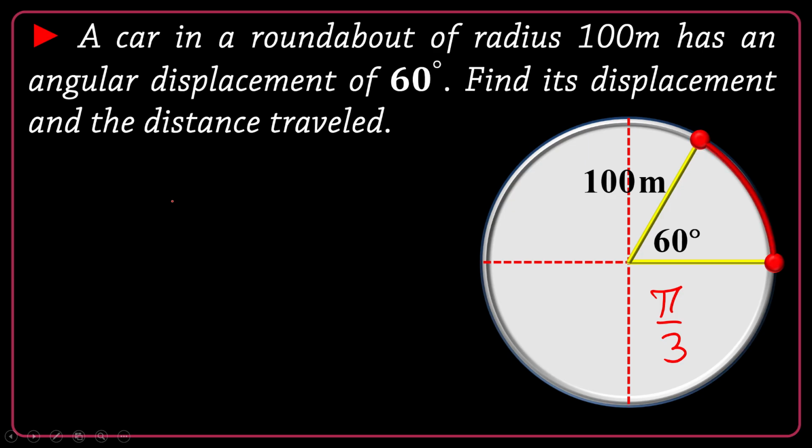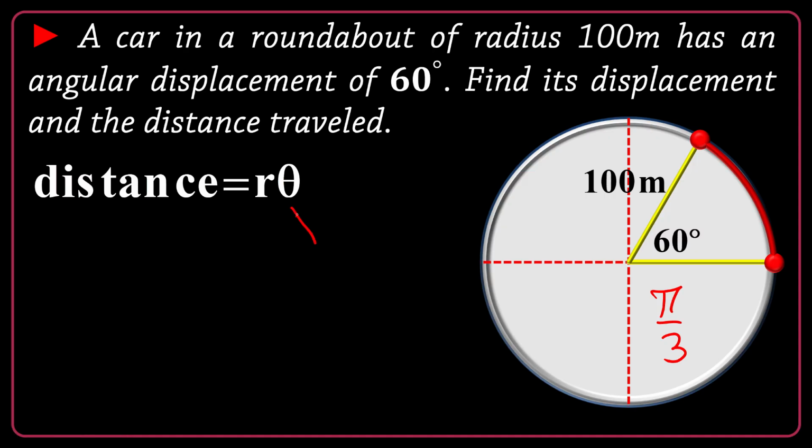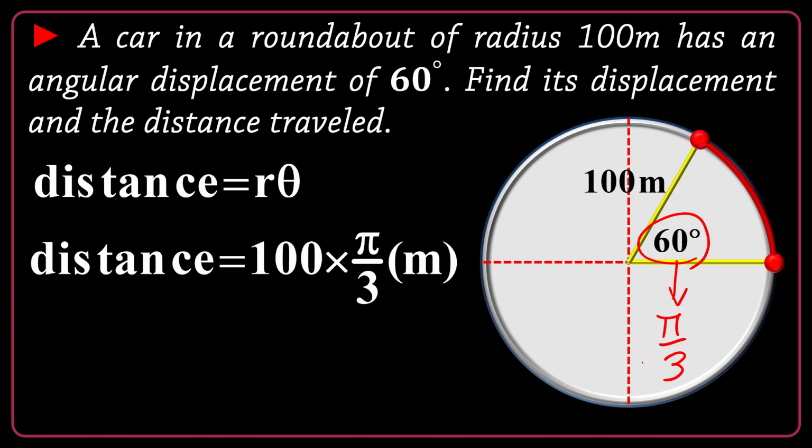Distance is very easy. Distance is the arc length here, so distance is going to be r theta, and we know that we should use theta in radians. So let's use 60 degrees as pi over 3. And r also is 100 meters, so it's 100 pi over 3. I don't want to plug in the pi. Let's leave it like that. Anyway, 100 is measured in meters, so distance also is measured in meters.